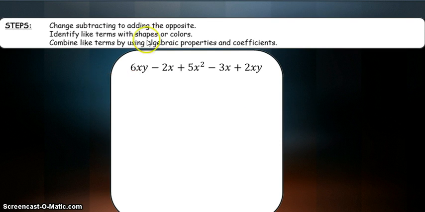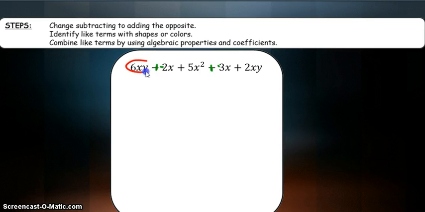This time, first we have to change the subtracting to adding the opposite. So here's the subtracting sign. We're going to change that to adding a negative 2x. And here's another one, so we're going to change that to adding a negative 3x. I'm going to both color code them and put them in different shapes. Depending on what you like to do, you can do both or either one.